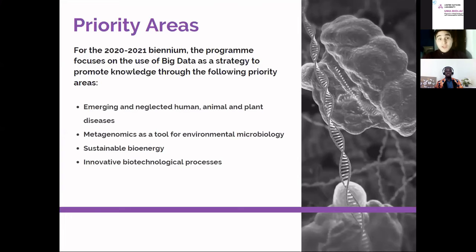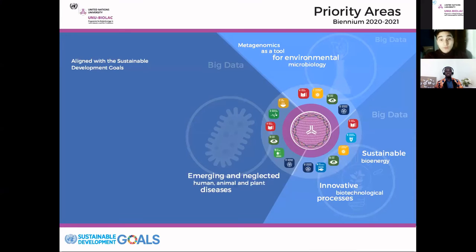For this biennium, 2020 and 2021, we have these 4 priority areas: emerging and neglected human, animal, and plant diseases, metagenomics as a tool for environmental microbiology, sustainable bioenergy, and innovative biotechnological processes. This is not necessarily mandatory. If you have a specific research proposal that is not strictly related with these priority areas, you may have the opportunity to be sponsored by the program, but you just have to explain it very well.